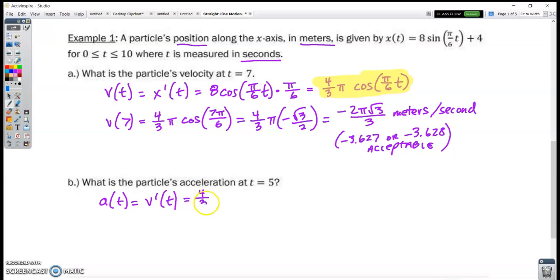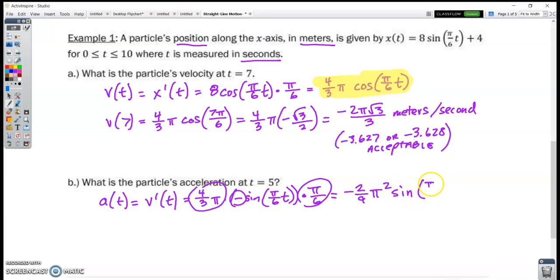I've got the constant multiple, 4/3 pi, and then I'm going to need to apply the chain rule to take the derivative of cosine of pi over 6 times t. That's going to be derivative of the outside, leaving the inside the same, times the derivative of the inside, which is pi over 6. And so when I simplify all of this, this ends up becoming negative 2 over 9 pi squared. That's a combination of all my constants together, this one, and the negative sign. And then it's just sine of pi over 6t.